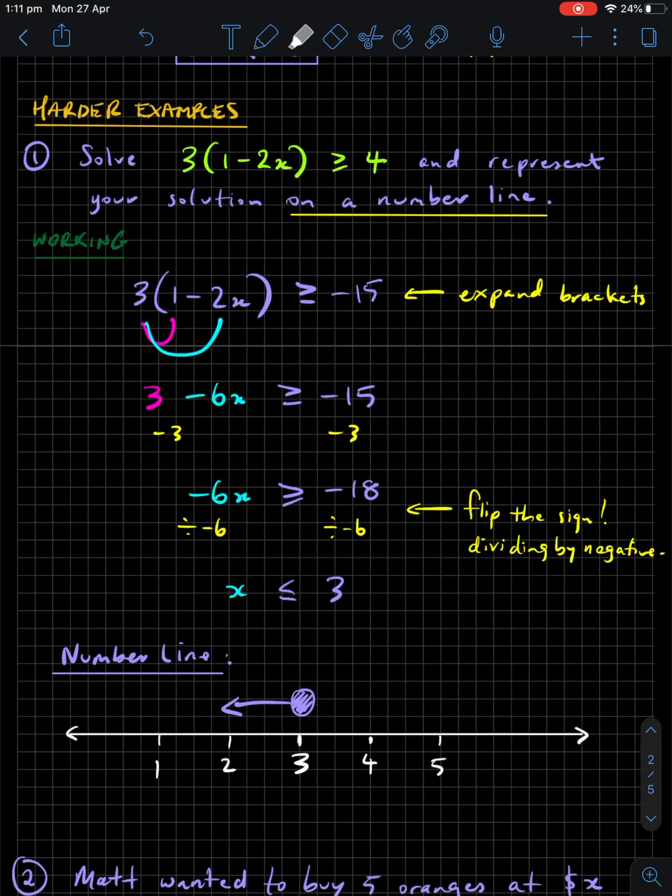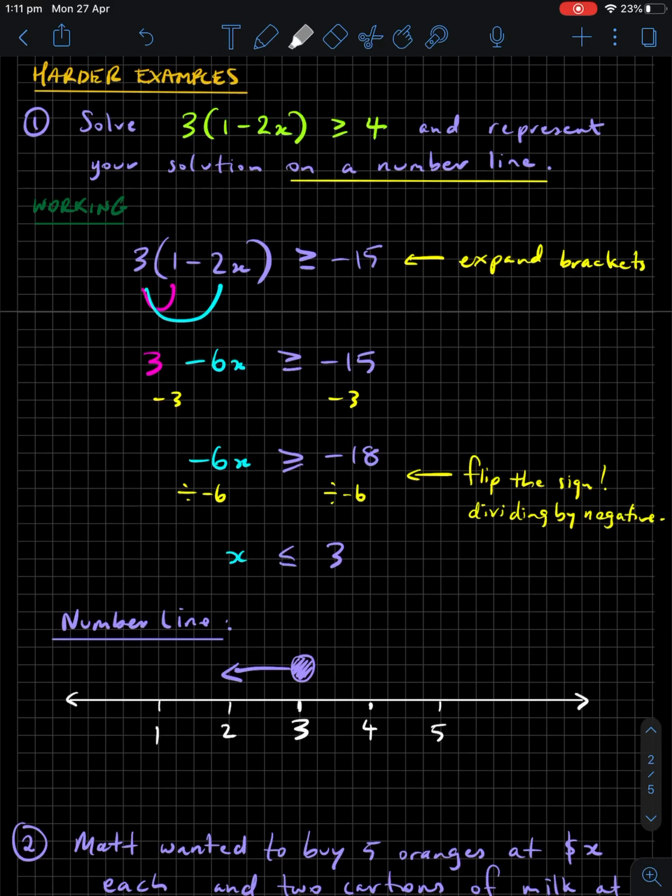Okay, some harder examples. Let's solve this inequation here and represent your solution on a number line. This is a really important request in questions when you get tested on this topic. They want your solution on a number line. So that is very similar to what we were doing last lesson. We're putting our inequalities on a number line.